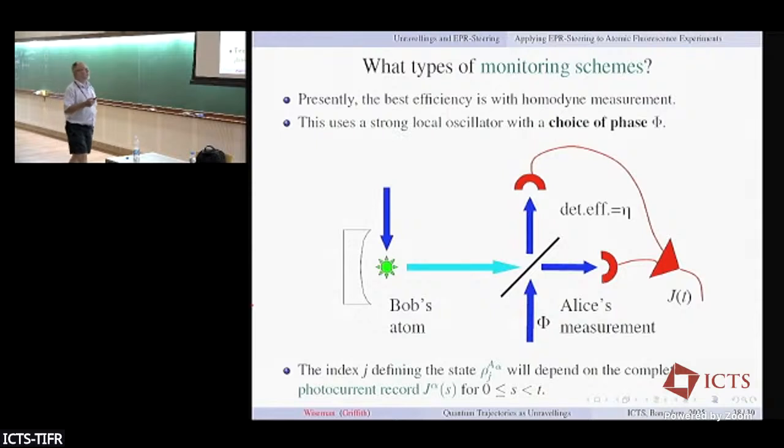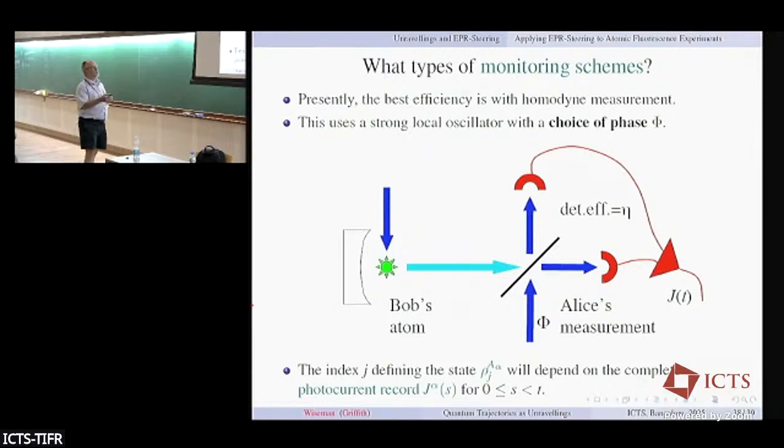Okay, so what monitoring schemes should Alice use for these? Well, at present, for this example of a fluorescing atom, and again, here's a cartoon with a supposedly parabolic mirror so that we can get all of the light coming out this way, or as much as we can. We really do care about efficiency, as we'll see. And so homodyne measurement is a good choice because we can do homodyne measurement generally more efficiently than at least fast detection of photons.